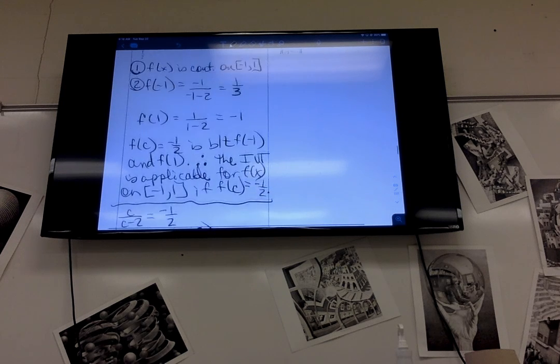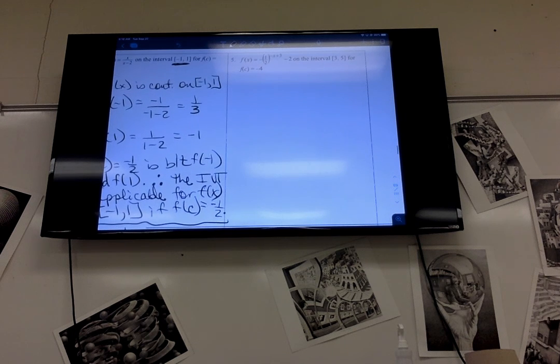Okay. Number 5. The test is over limits and continuity. Wow, it's over basically everything we've done. So f of x. First thing we got to find out is, is it continuous?